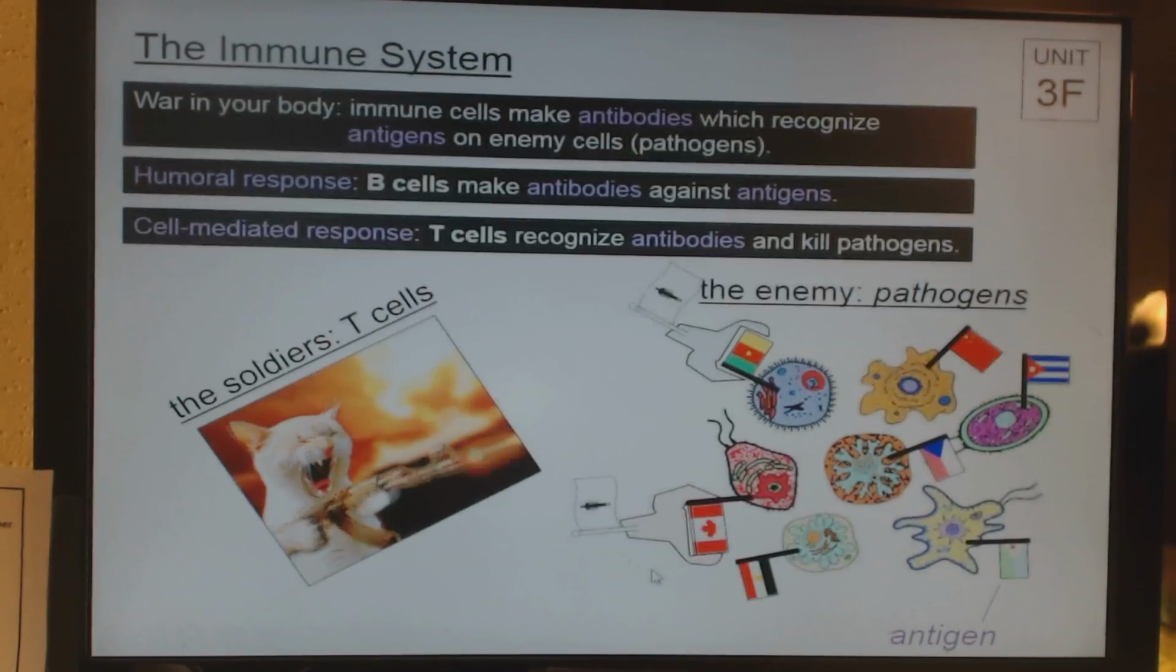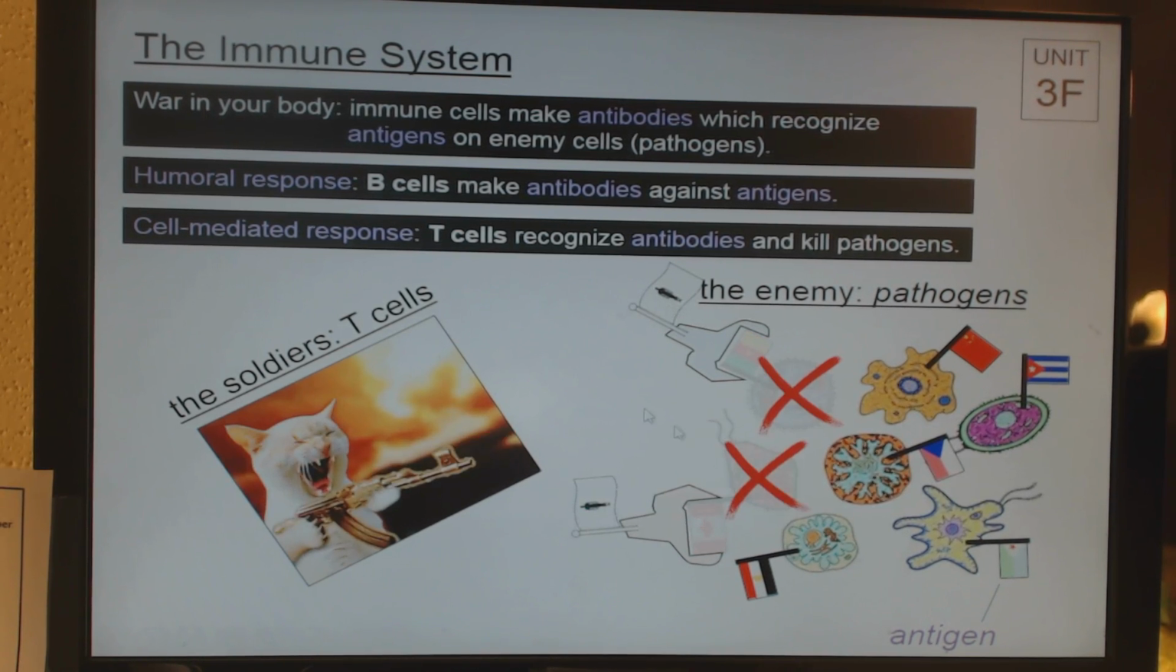Once the antibody recognizes the specific flag, then we have the cell-mediated response, in which cells called T cells, which are white blood cells, go through your bloodstream, see anything with this antibody attached to it, and kill it. But it doesn't actually look like a cat with a machine gun, as cool as that would be. It actually, there you go, it kills these things.